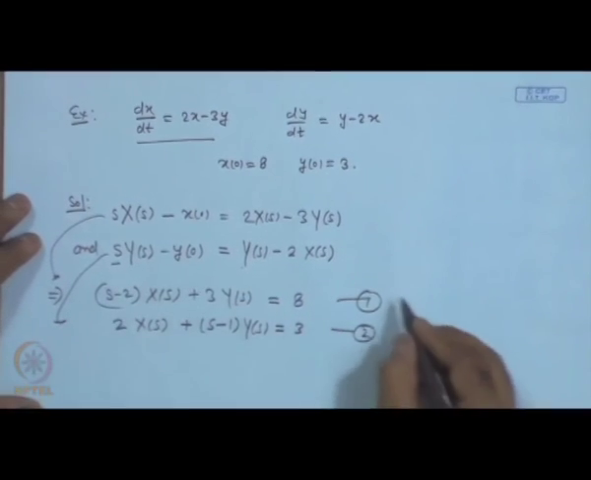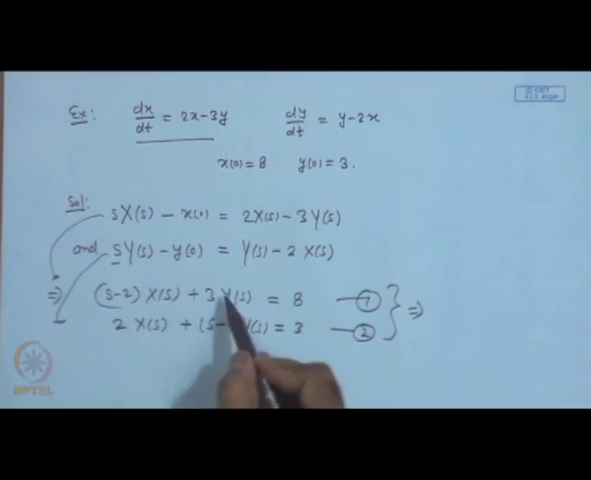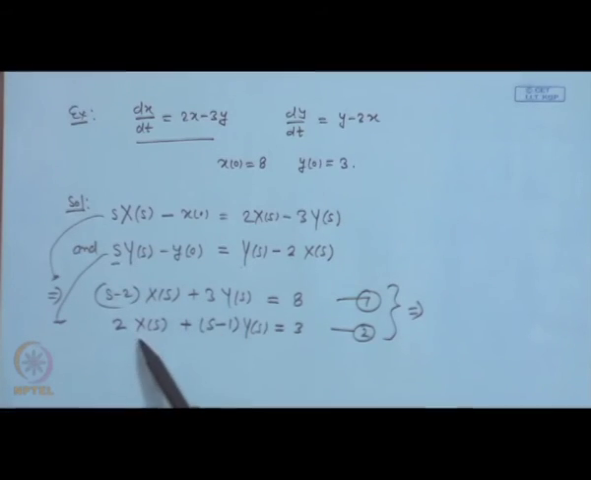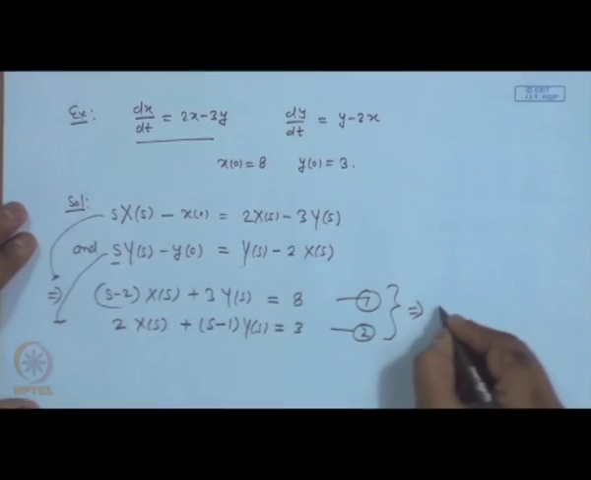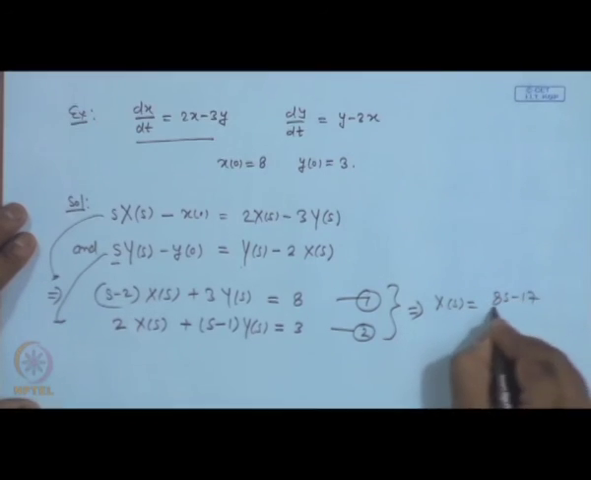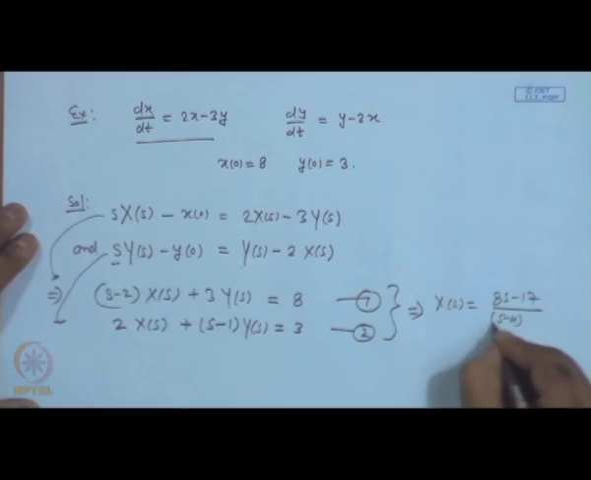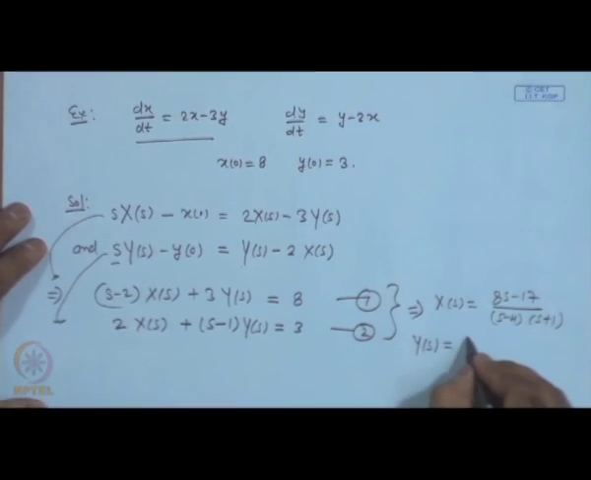Now, we need to solve these two equations, and I will skip that step. It is very easy: here we multiply by s − 1, for example, and here we multiply by 3, then we can cancel the Y(s) term, eliminate it, and we get X(s) = (8s − 17) over (s − 4)(s + 1), and we get Y(s) = (3s − 22) over (s + 1)(s − 4).